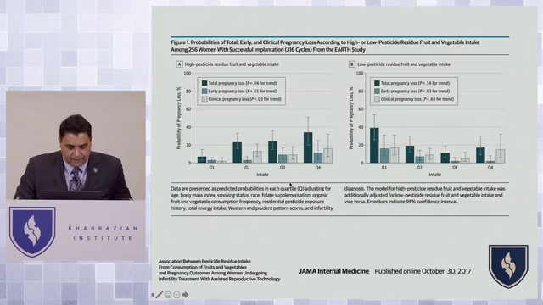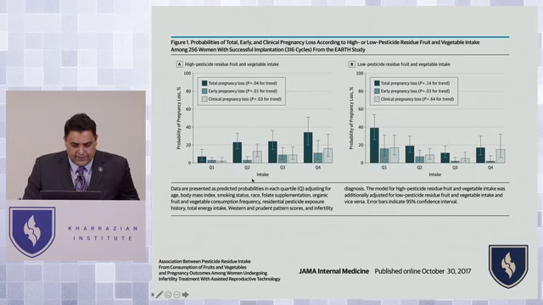So they actually go in there and they're looking at the probabilities of total or earlier clinical pregnancy loss according to high or low pesticide residues in fruits and vegetables. And what you can see here is the probability of pregnancy is going to be directly impacted by the amount of pesticides that they're exposed to. So the higher the pesticide exposure in fruits and vegetables, the greater pregnancy loss you see here, greater early pregnancy loss that you see there. So you can see a very clear upward direction here.